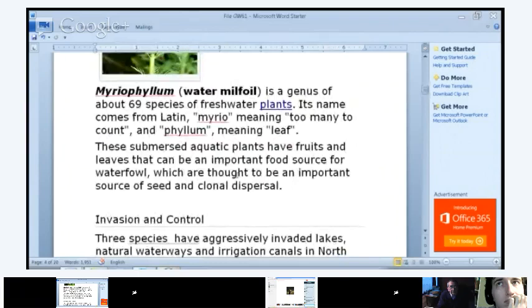Water milfoil is a genus of about 69 species of freshwater plants. Its name comes from Latin: myrio, meaning too many to count, and phyllum, meaning leaf. These submerged aquatic plants have fruits and leaves that can be an important food source for waterfowl.